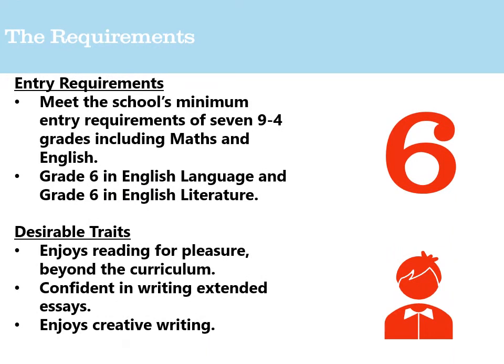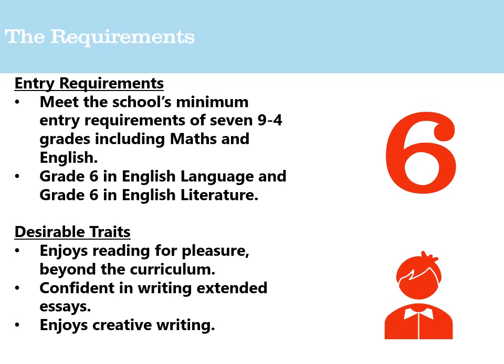To study English language and literature at A-level, you need to make sure that you meet the overall entry requirements of the school, which is 7 pass grades, and you need to ensure that you have a grade 6 in your English language and a grade 6 in your English literature. You need a grade 6 in both.